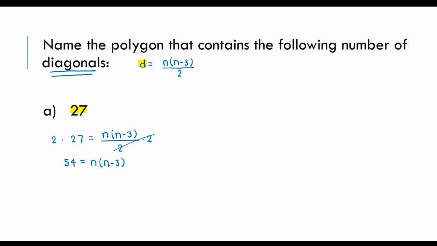I want to get rid of the parentheses. Notice that because n on the outside is being multiplied by the parentheses, I'm not going to divide by n because then I would have an n on both sides of the equation, and my goal is to keep the n's together because we want to solve for n. So I'm going to distribute this time. Well, n times n is n squared. n times negative 3 is negative 3n.